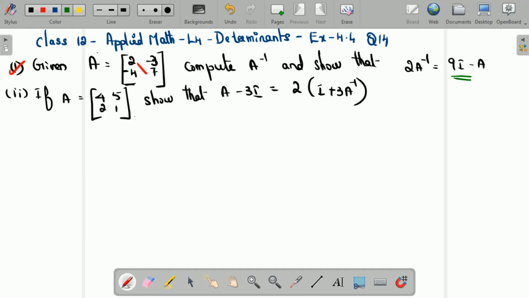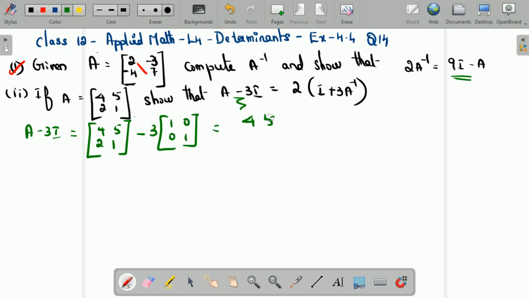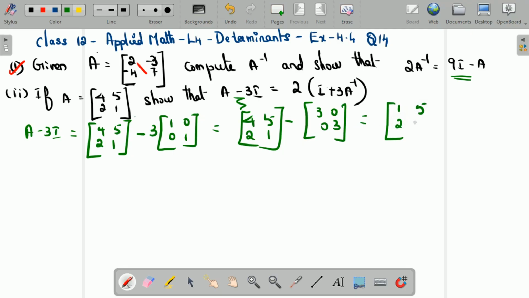Is this matrix? Show A minus 3I is equal to 2 into I plus 3A inverse. So first I'm going to compute the A minus 3I. So this is going to be A minus 3I is equal to 4, 5, 2, 1 minus of 3 into identity matrix 1, 0, 0, 1, which is 4, 5, 2, 1 minus of matrix 3, 0, 0, 3. So if you compute, 4 minus 3 is 1, 5 minus 0 is 5, 2 minus 0 is 2, 1 minus 3 is minus 2. So this is the LHS value.